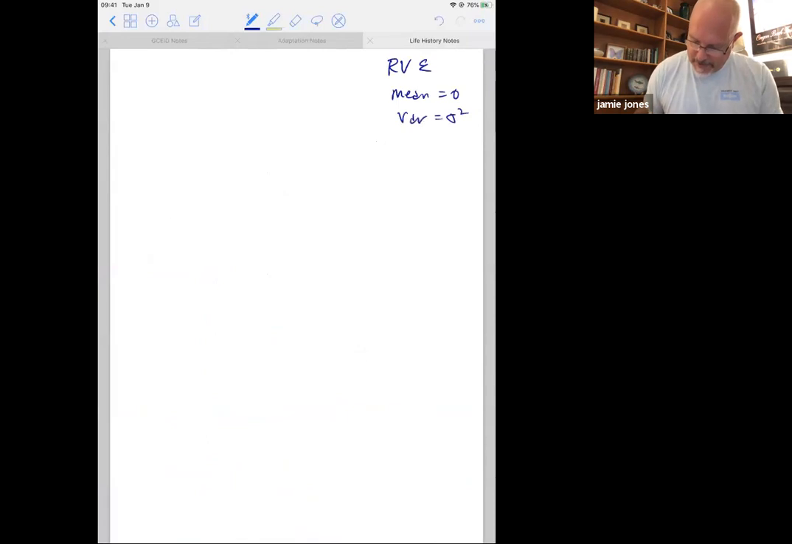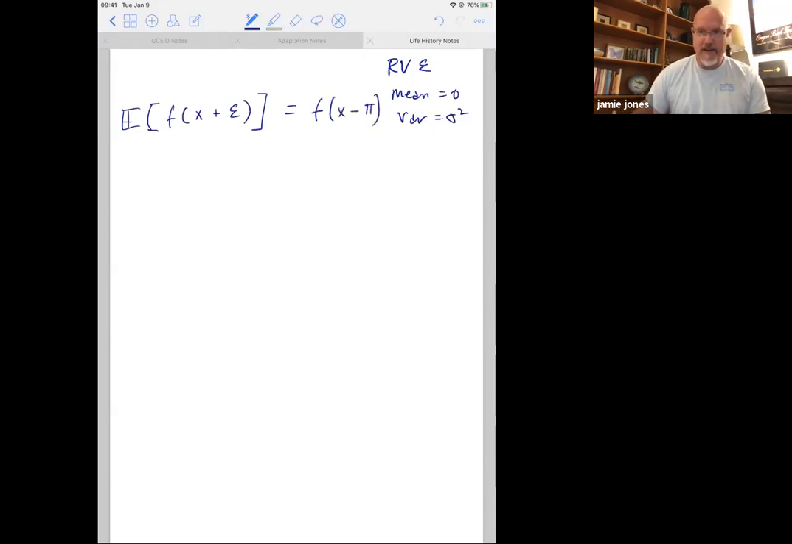And this is a little bit of trickery, perhaps. We're going to equate the expected value of our fitness function plus this random variable with the fitness function minus the certainty premium.